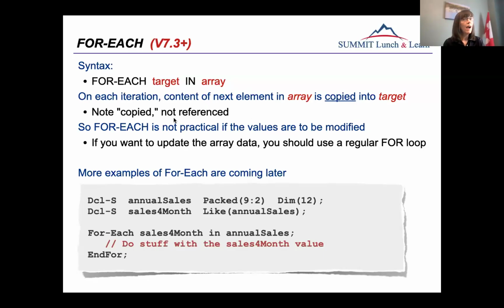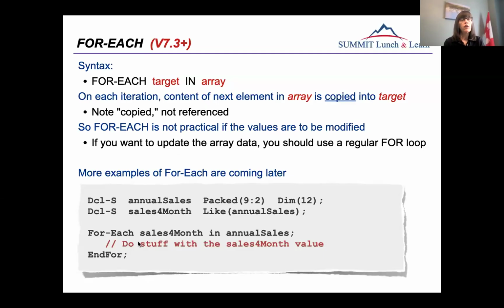So note that it's copied, not referenced. This isn't a pointer-like thing, where it's just pointing to it. This is an actual copy of the data. So that means, for one thing, that this is not a practical solution if you want to modify that value, for example, because you'd be modifying just a standalone field. You wouldn't be modifying the data in the array at all. And that's probably not what you want in most cases. So in that case, you would just use the regular for loop, like we saw in the previous chart.